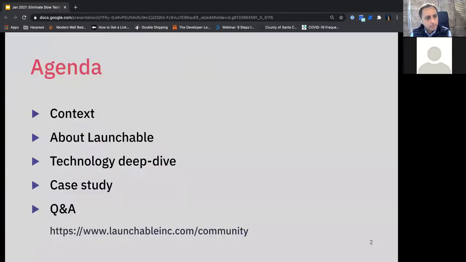We'll set context on the problem that's happening with development teams today. And we'll talk about how Launchable actually comes in and solves for that. And then we'll do a technology deep dive. I think that's really where most people want to see what's actually happening behind the scenes. And finally, we'll talk about a case study on how we've helped.